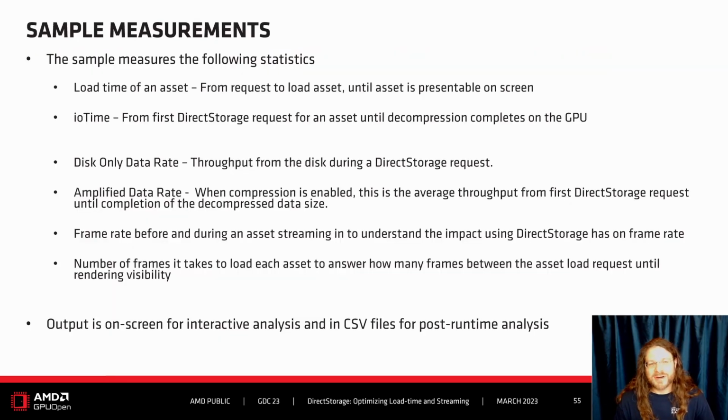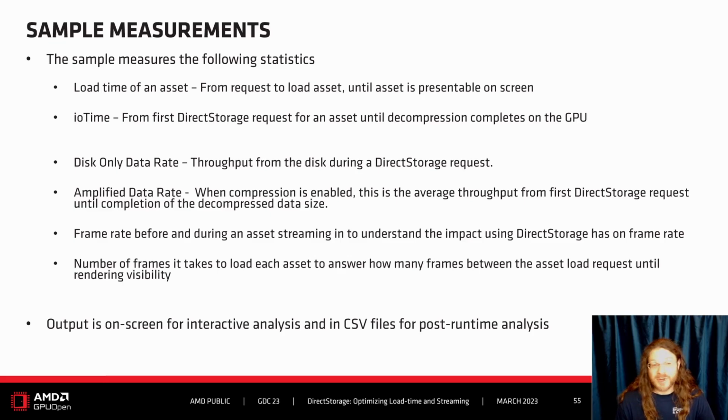As you can see in the prior sample videos, there are various measures that are taken and statistics that can be either viewed on screen or in a CSV file. These include the load time of the asset, which is from the request of the load until the asset is presentable on screen, the I/O time, which is from the first direct storage request until direct storage has completed processing that request all the way through the pipeline on the GPU, whether compression is enabled or not, the disk I/O only data rate, which is the throughput of the disk during direct storage requests, and then the amplified data rate, which takes into account whether or not the data was compressed or not, and how fast that data was decompressed on the GPU.